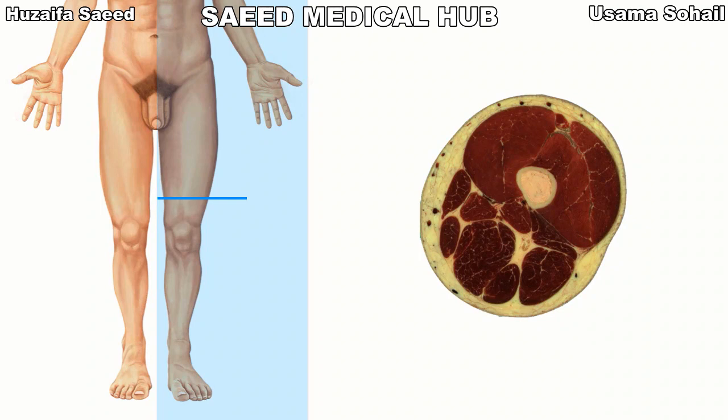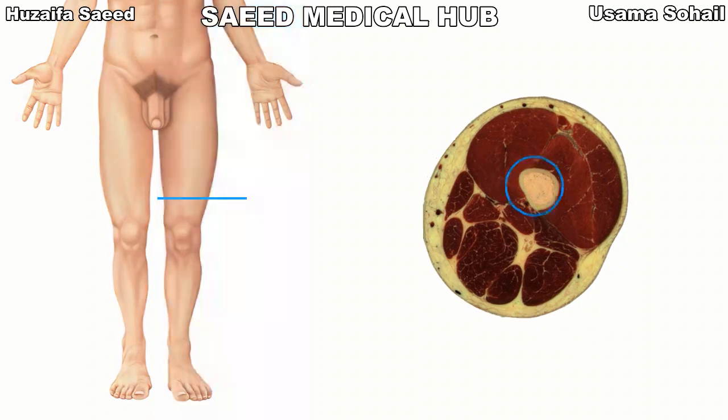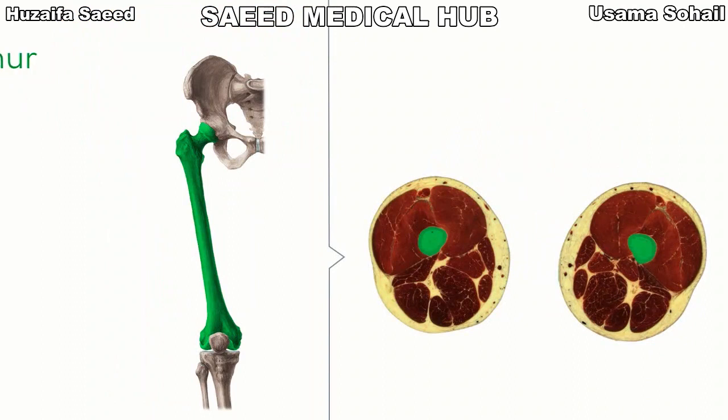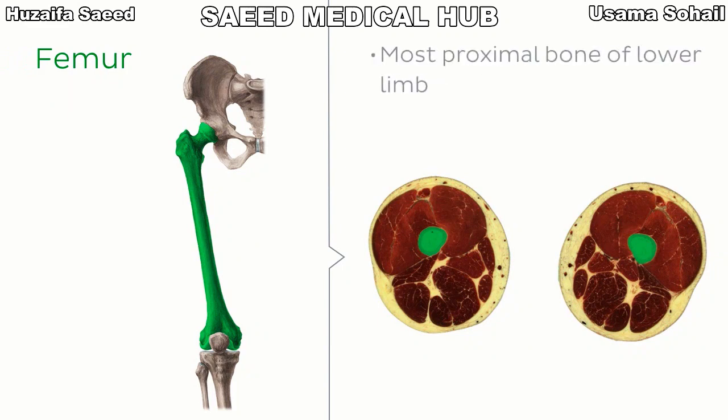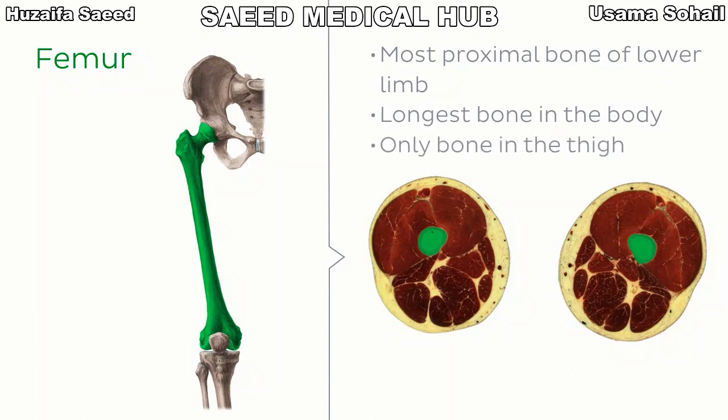Now that we have reviewed some basic principles about cross-sections, let's dive right into our cross-section of the thigh, starting with this central structure in our cross-section, which is, of course, the femur. Here you can see the femur in cross-section. The femur is also the most proximal bone of the free lower limb, as well as the longest bone in the entire body. It is also the only bone in the thigh.